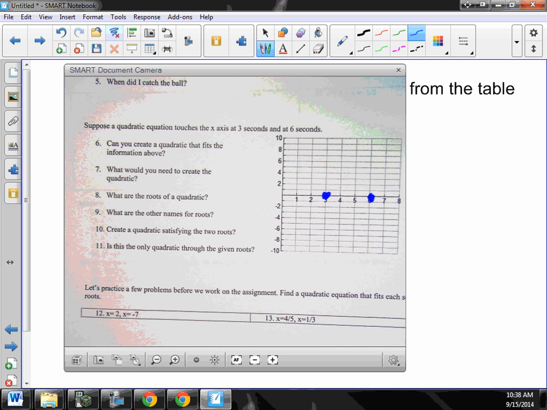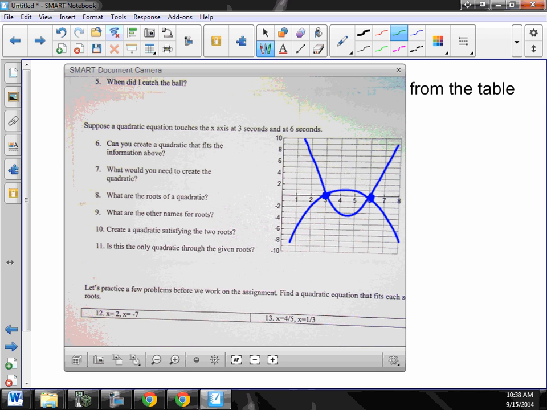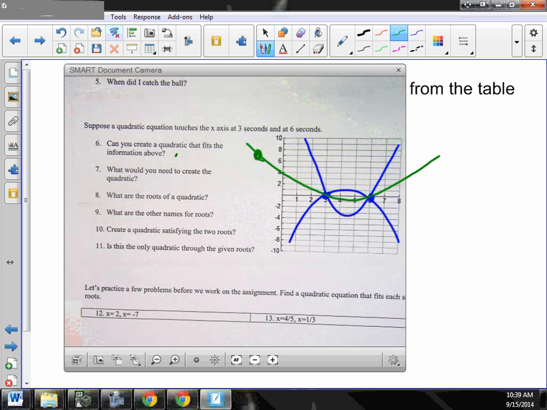Well, it's kind of tough. We don't know yet, but is there a quadratic that hits both of those? Yeah, this one does. Is that the only one? No. This one does. Or this one does. What do we need in order to create one quadratic? We need another point. So if we knew that point, then it would be the green quadratic. So the answer really is no, not yet.